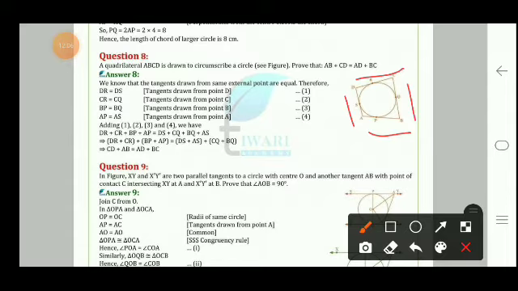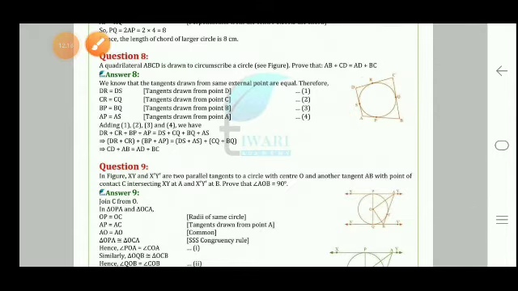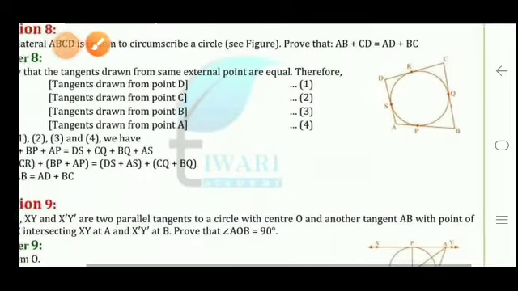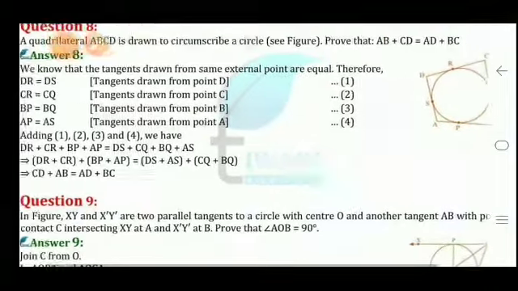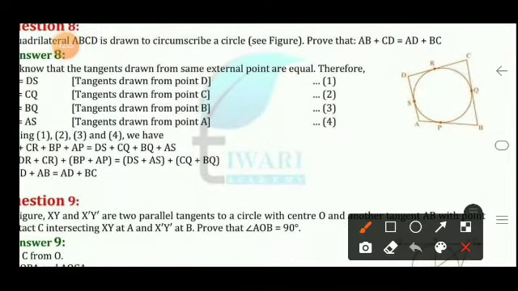So now we know that the tangents drawn from the same external point are equal. So if you see this figure, we have here DR is equal to DS, AP is equal to AS, RC is equal to CQ, PB is equal to QB. Yes, because the tangents from the external point are equal.